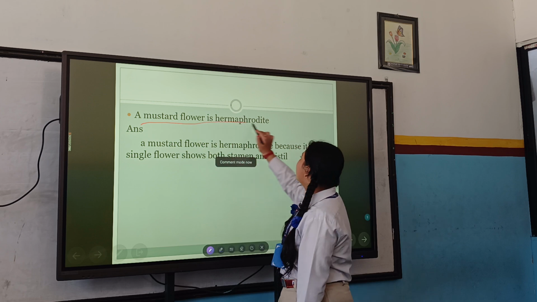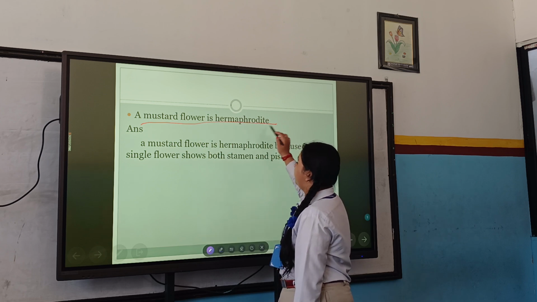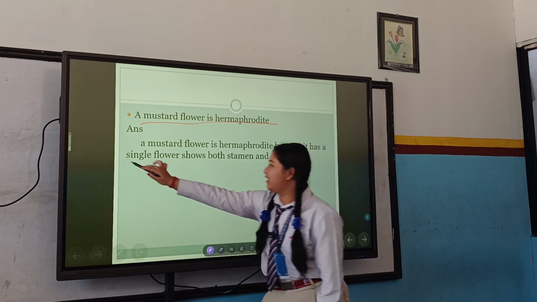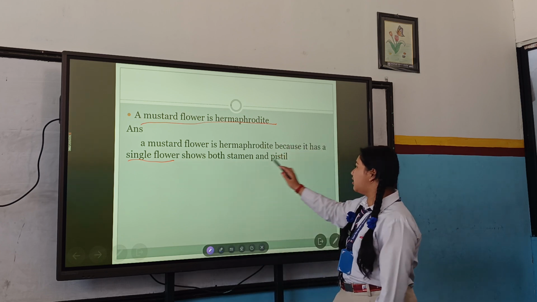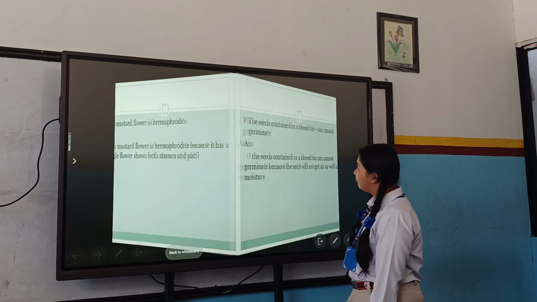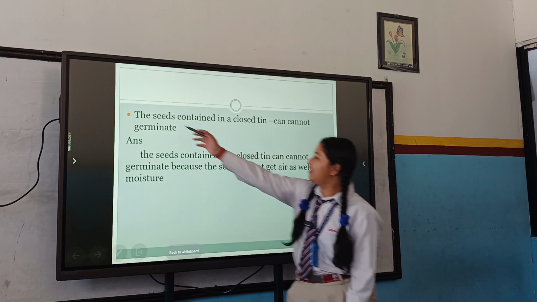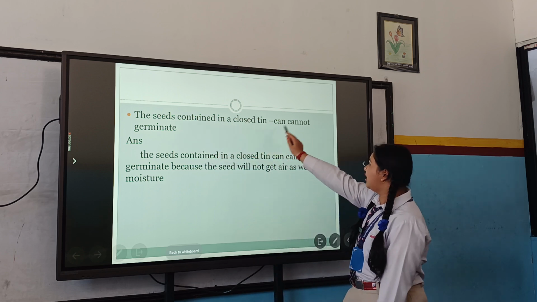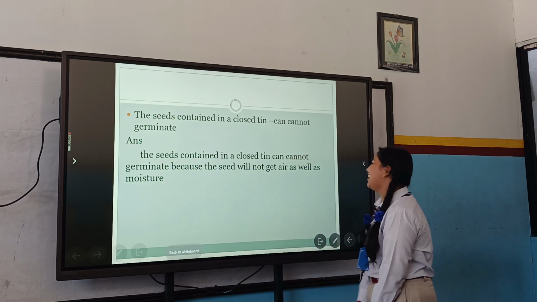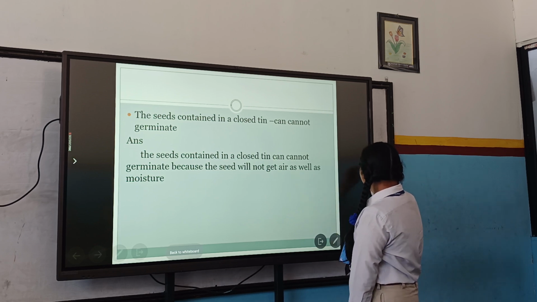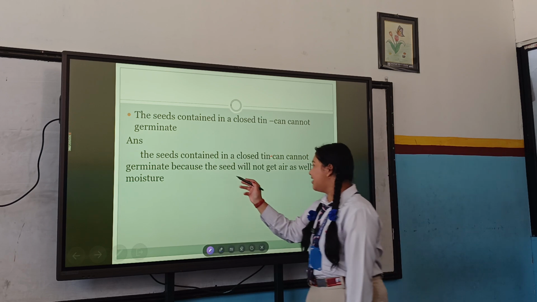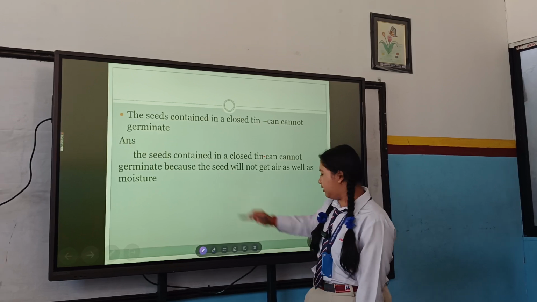A mustard flower is hermaphrodite because it has a single flower, so it shows both stamen and pistil. The seeds contained in a closed tin can cannot germinate because the seed will not get air as well as moisture.